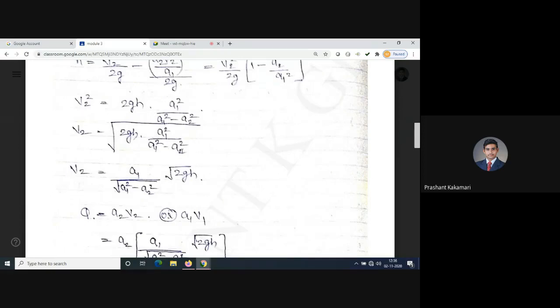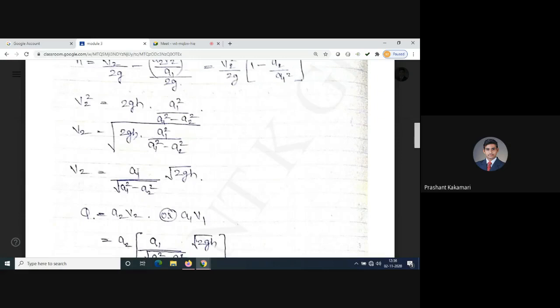A1 square minus A2 square is a combined term, so I cannot remove it. I'll write it as square root of A1 square minus A2 square as it is, and square root of 2GH. This is a very important term now. Square root of 2GH. We are using this in many problems now. So keep in mind, this square root of 2GH we are keeping on the other side.